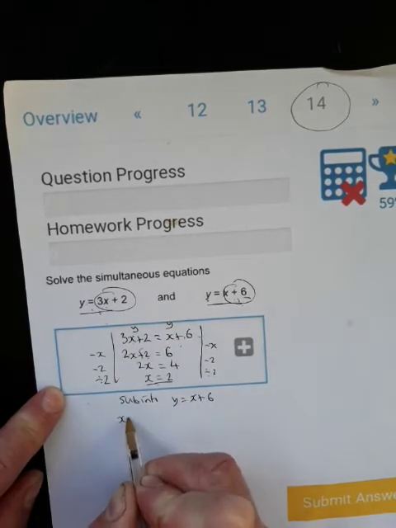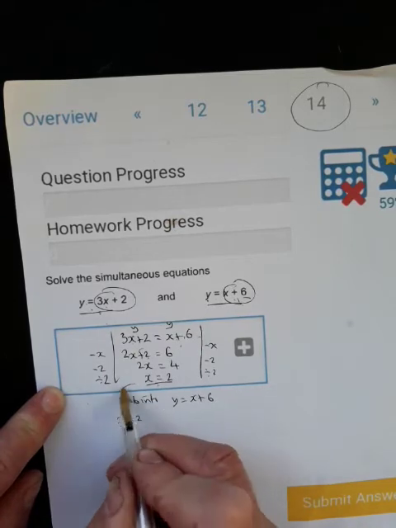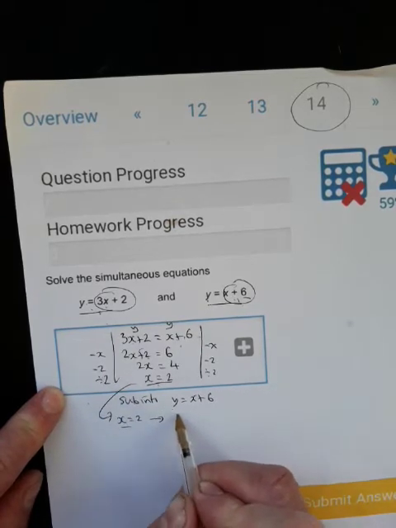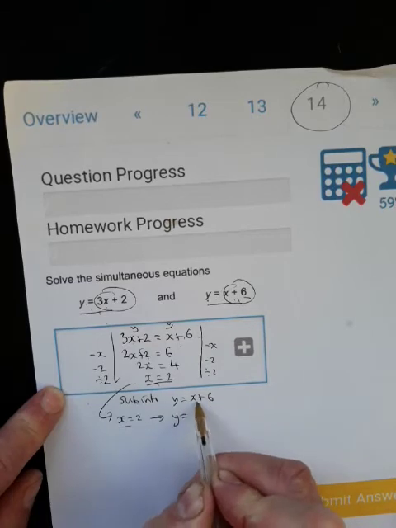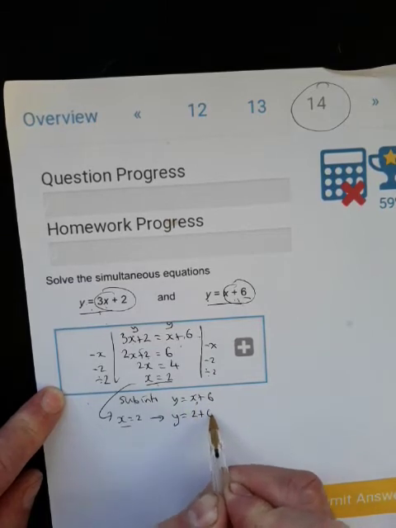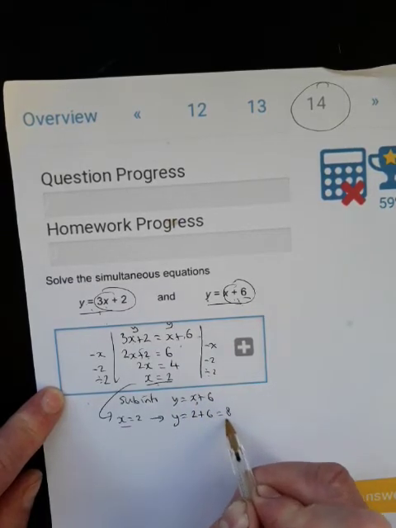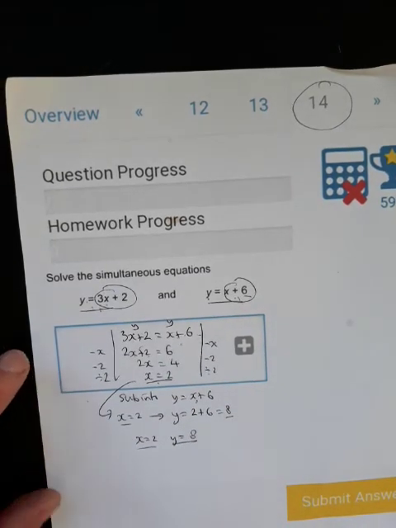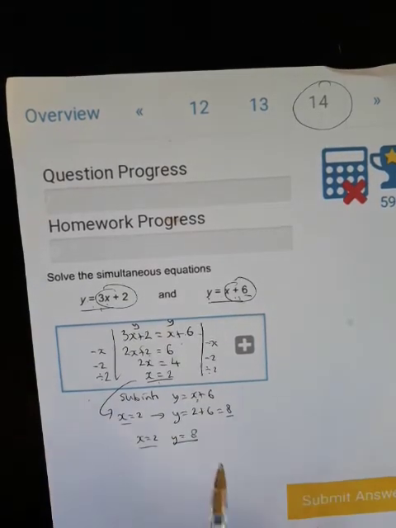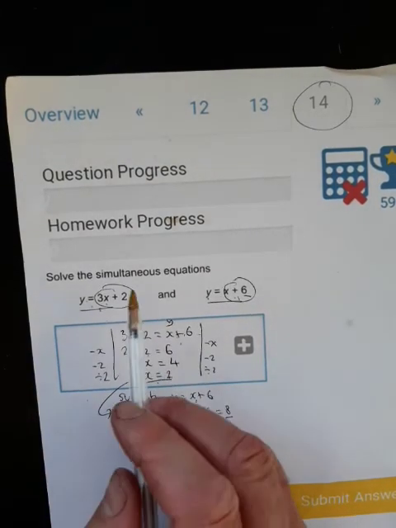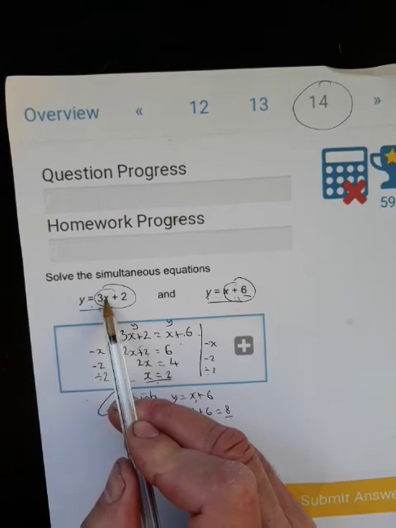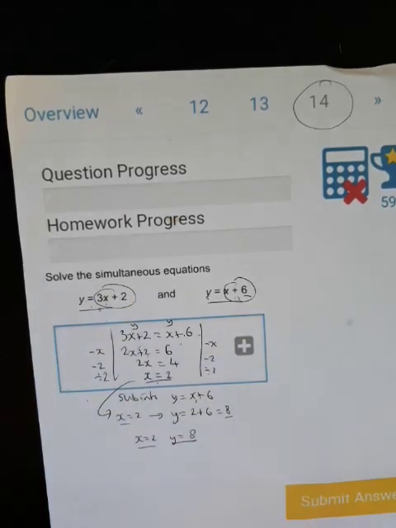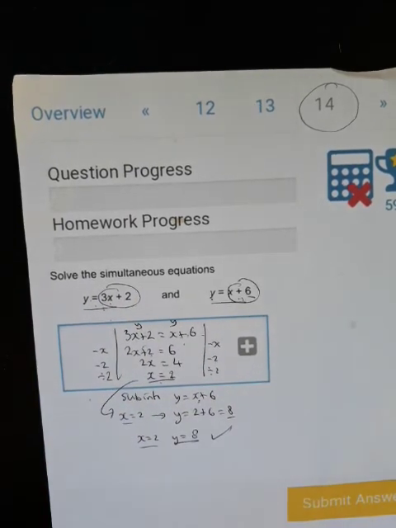I'm taking my x value of 2 and putting it in. So y equals x plus 6, and I now know x is 2, so 2 plus 6 gives me 8. So my solutions are x equals 2, y equals 8. The only thing to add is I could have substituted that x equals 2 into here. If you got y equals 3 times 2, which is 6, plus 2, I'd still get 8 there. So that should be the correct answer.